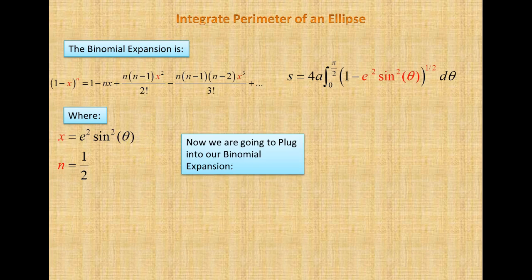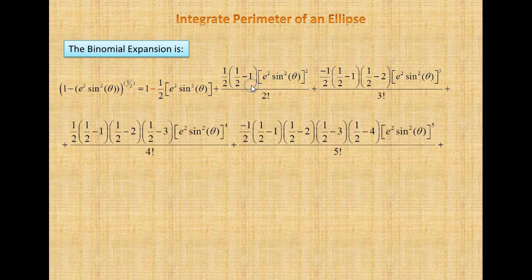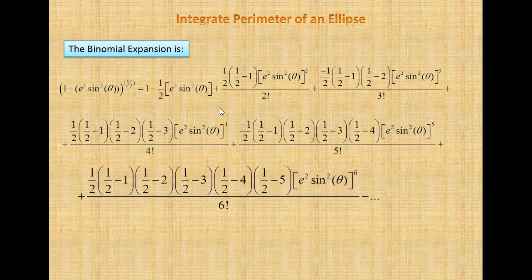Now we're going to plug into our binomial expansion. Let's continue. So 1 minus, and we substitute what we had back for x. And everywhere you see 1/2, we had an n, and we substitute into our equation. Okay, let's continue.